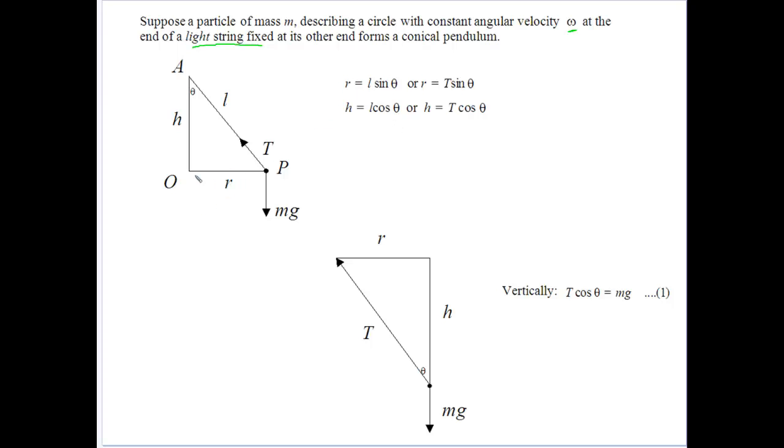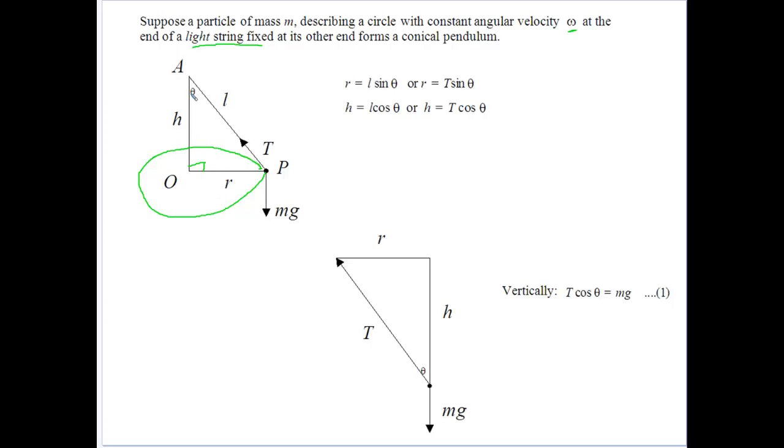It moves in a circle with a radius at the end of that string or rod. Then we've got the length of the string, and a height that it is above the center of that circle. We've also got forces acting upon it. There's tension in the string, and also the mass times gravity, which is trying to pull it down. So the two forces acting are the tension and gravity.